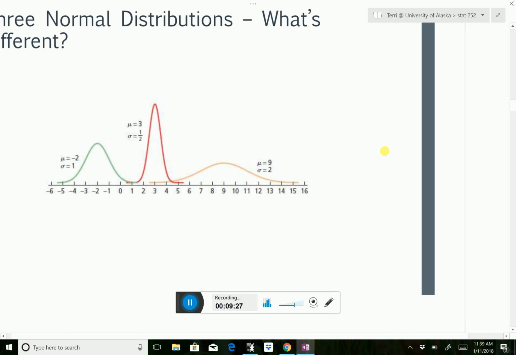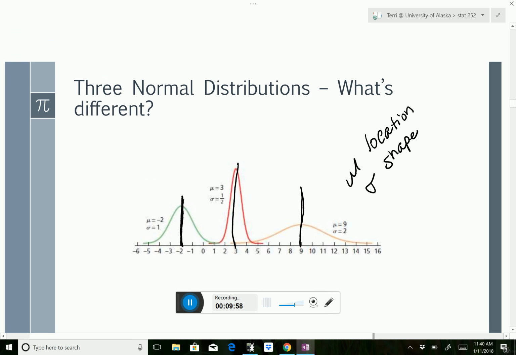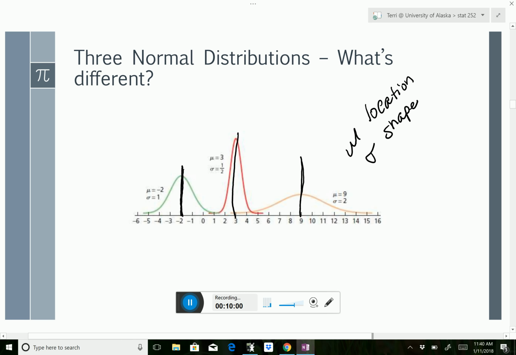So let's look at these three normal distributions. I talked a little bit about the mean being the location parameter and the standard deviation being the shape parameter. So you'll see these mu's. This mu is -2, so you can see the center of this is -2. The center of this one is +3, and the center of this one is 9. So that's my mean. Whenever I'm going to draw a normal curve, I can pretty easily show where the center is.